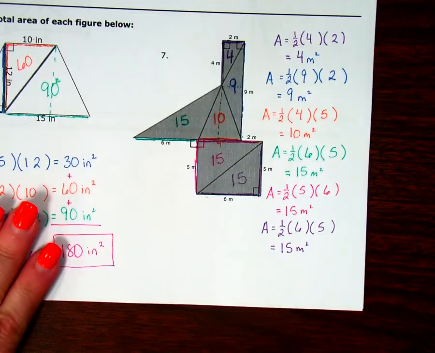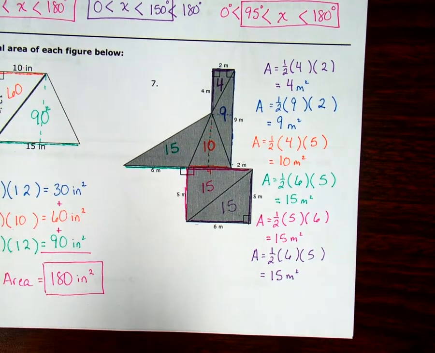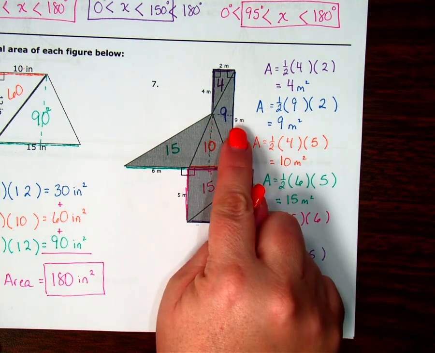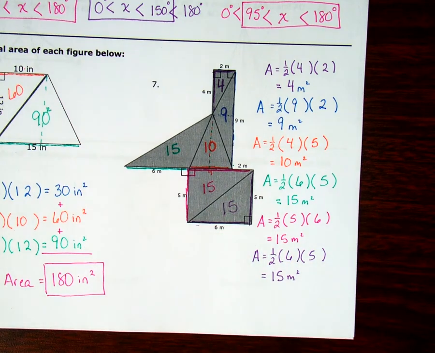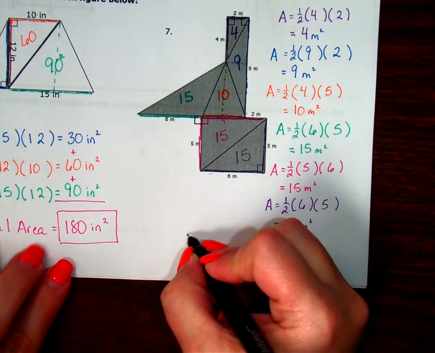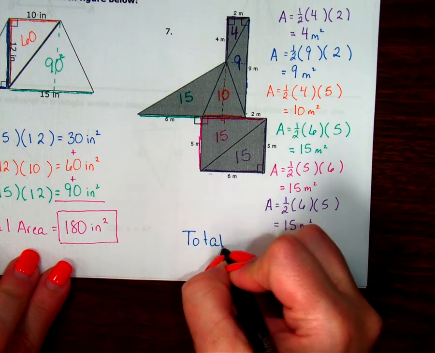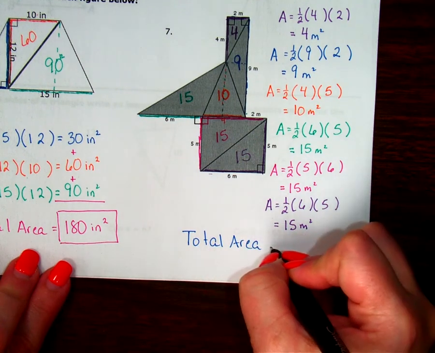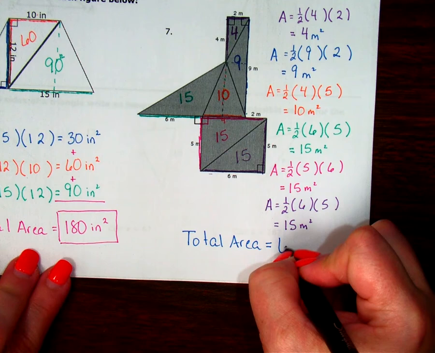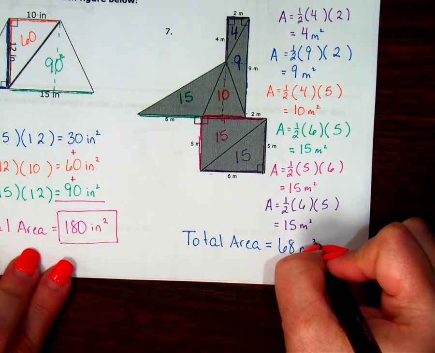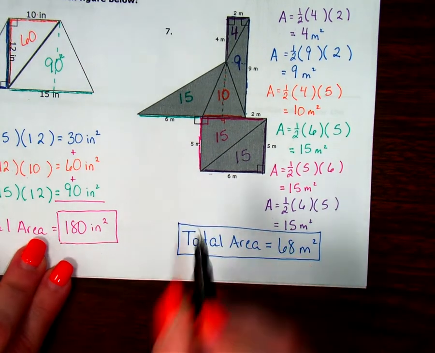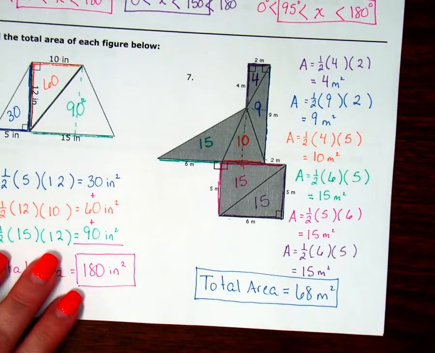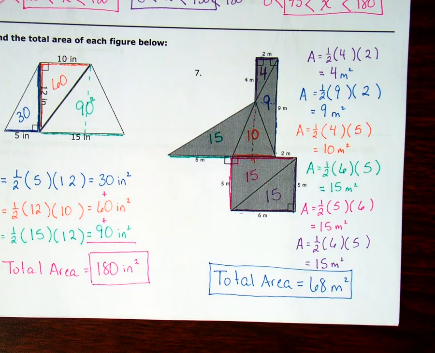There we go. All right, so then for my total area, I just need to add together the 4, the 9, the 10, the 15, the 15, and the 15. And when I do that, I'm going to get a total area of 68 square meters. All right, so there is using triangle area to find a total area of irregular shapes.